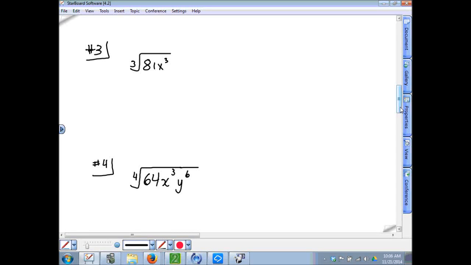So, the question 3. 81 is not a perfect cube. What factor of 81 is a perfect cube? 27. 27 times 3. And then x to the third, 3 is already divisible by 3, so we don't need to mess with the exponent. Just keep it as x to the third.